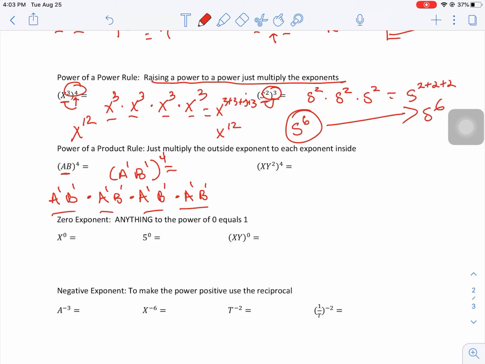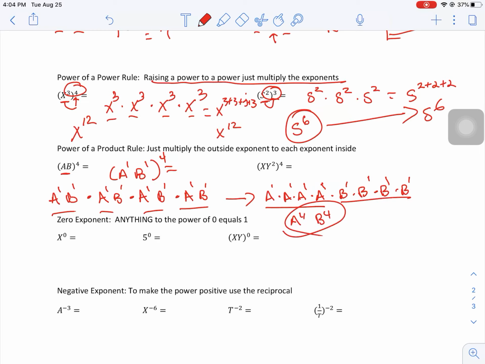And all we do then, okay, and I want to move over here because I need more room and I'm going to rewrite it. We can rearrange all this. This is a to the first times a to the first times a to the first times a to the first times b to the first times b to the first times b to the first times b to the first. And we know this is a to the 4th, and we know this is b to the 4th.